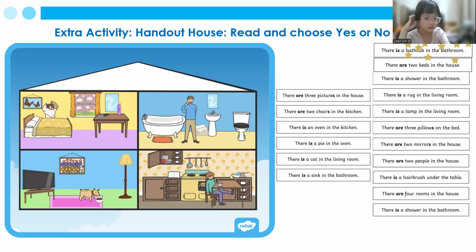Yes. That's right, Mary. Okay, there is a pie in the oven. Yes. Wow, nice. Okay, there is a cat in the living room. No. Very good. What can you see there? We can see the dog. That's right. Okay. Now there is a sink in the bathroom.